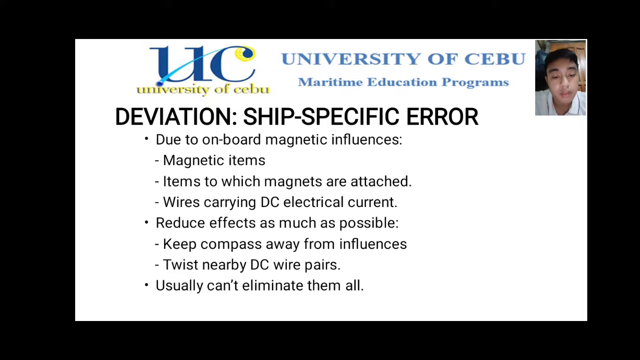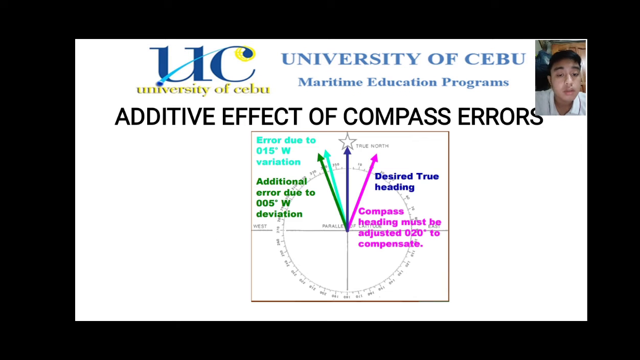Under the magnetic influence are magnetic items, to which magnets are attached, whilst carrying DC electrical current. Second is to reduce the effect as much as possible. So keep the compass away from influence and twist nearby DC wire pairs. And third, usually you can't eliminate them all.